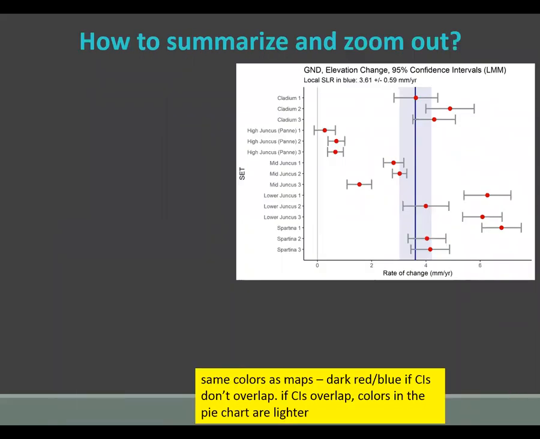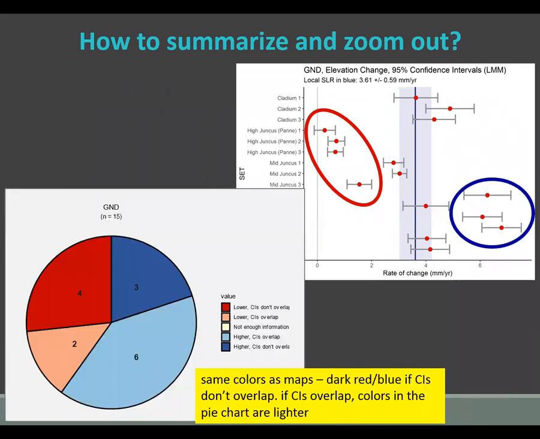So this is back to our earlier dot and whisker graph. And again, this, do confidence intervals overlap or not? And the colors that we talked about with the maps. But the next thing we want to do is summarize at larger levels and say, all right, what's happening at these different reserves? Keeping in mind that one reserve is not necessarily representative of the whole coastline or the whole state.